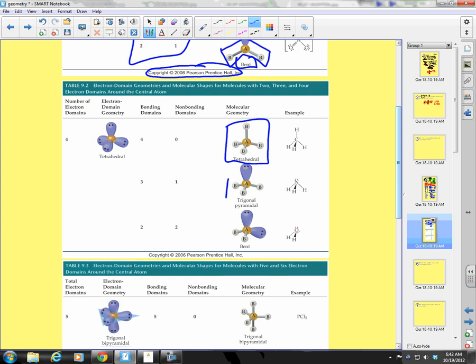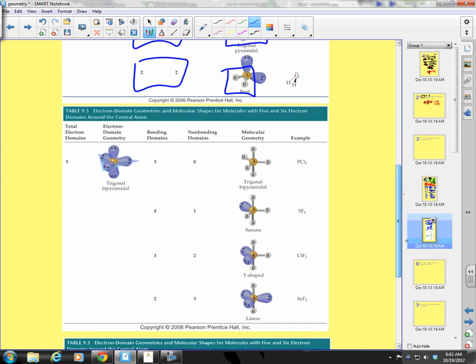Trigonal pyramidal. Here's trigonal pyramidal. 3, 1. Hey, my drawing wasn't half as bad as I thought it was, was it? 2, 2. It is bent. Yeah, there we go. Bent. Remember, we're only looking at the arrangement of the atoms.